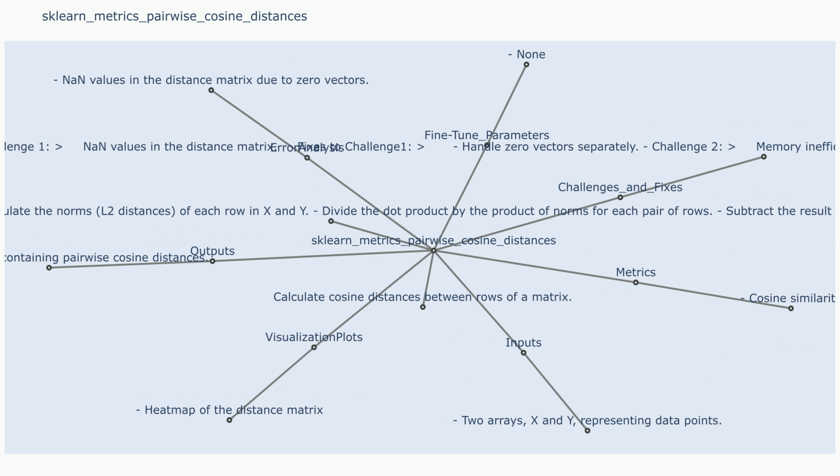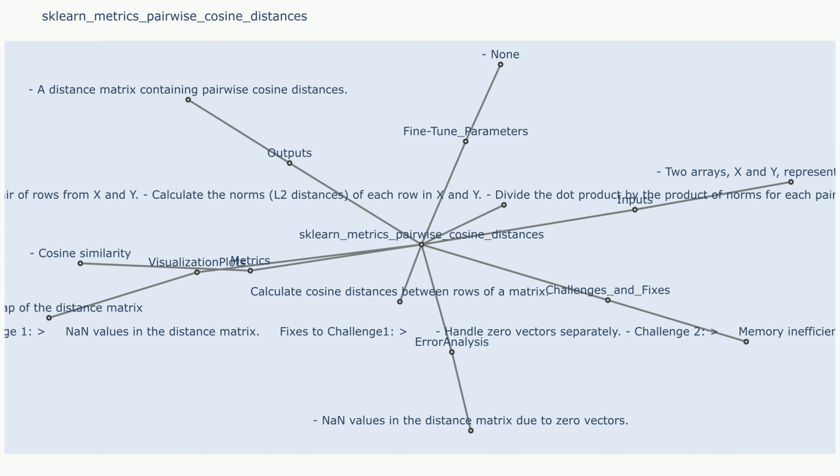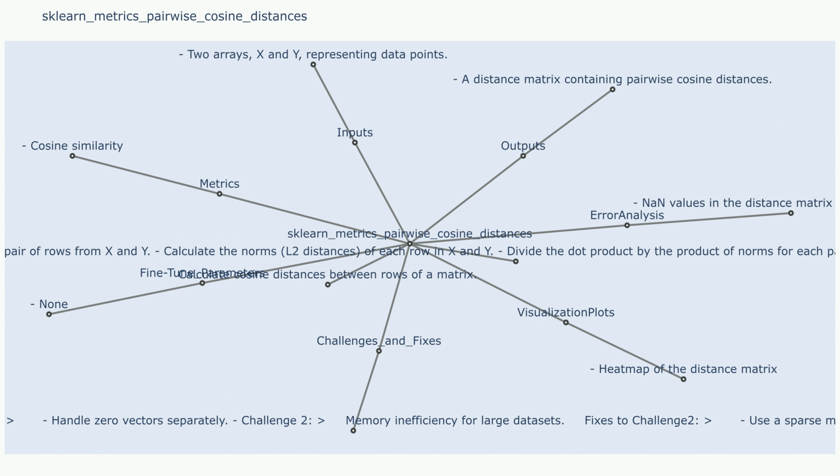Inputs: X, a 2D array of shape (n_samples_1, n_features) representing the first set of vectors. Y, a 2D array of shape (n_samples_2, n_features) representing the second set of vectors. Outputs: Distances, a 2D array of shape (n_samples_1, n_samples_2) containing the pairwise cosine distances between the vectors in X and Y.